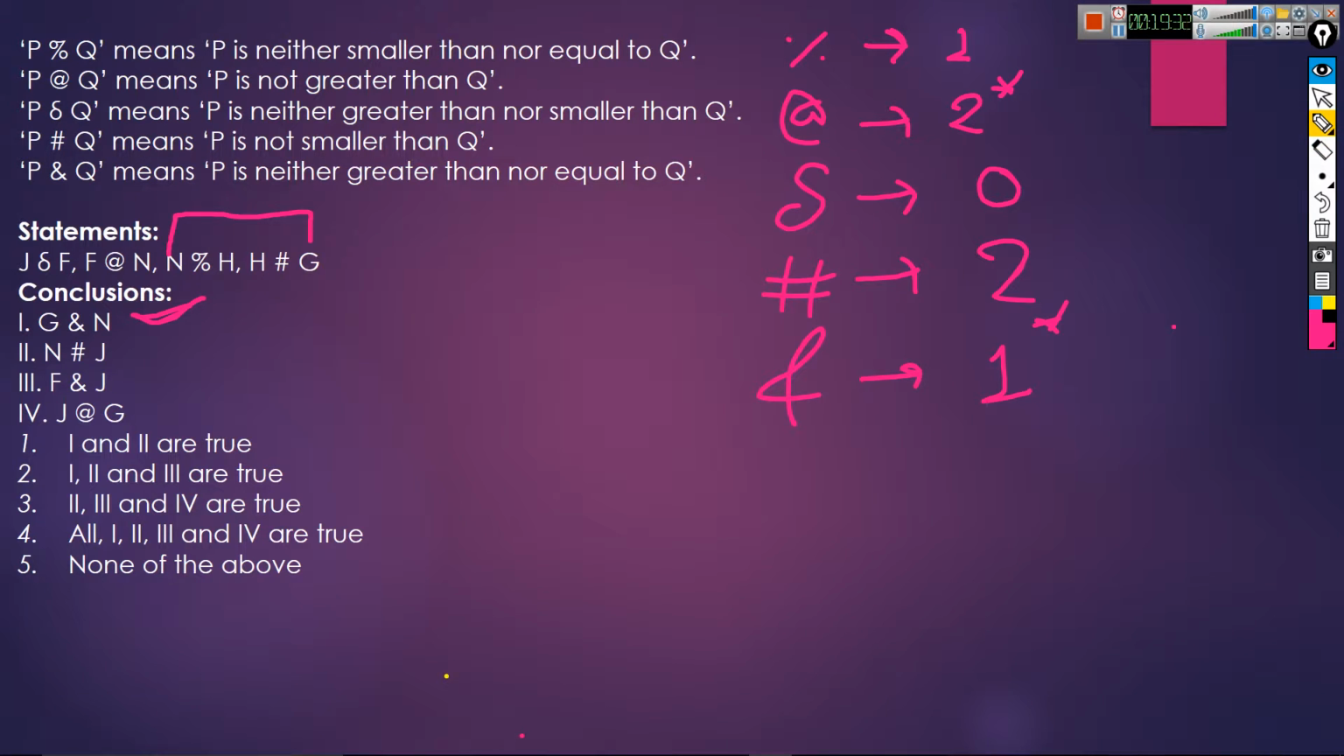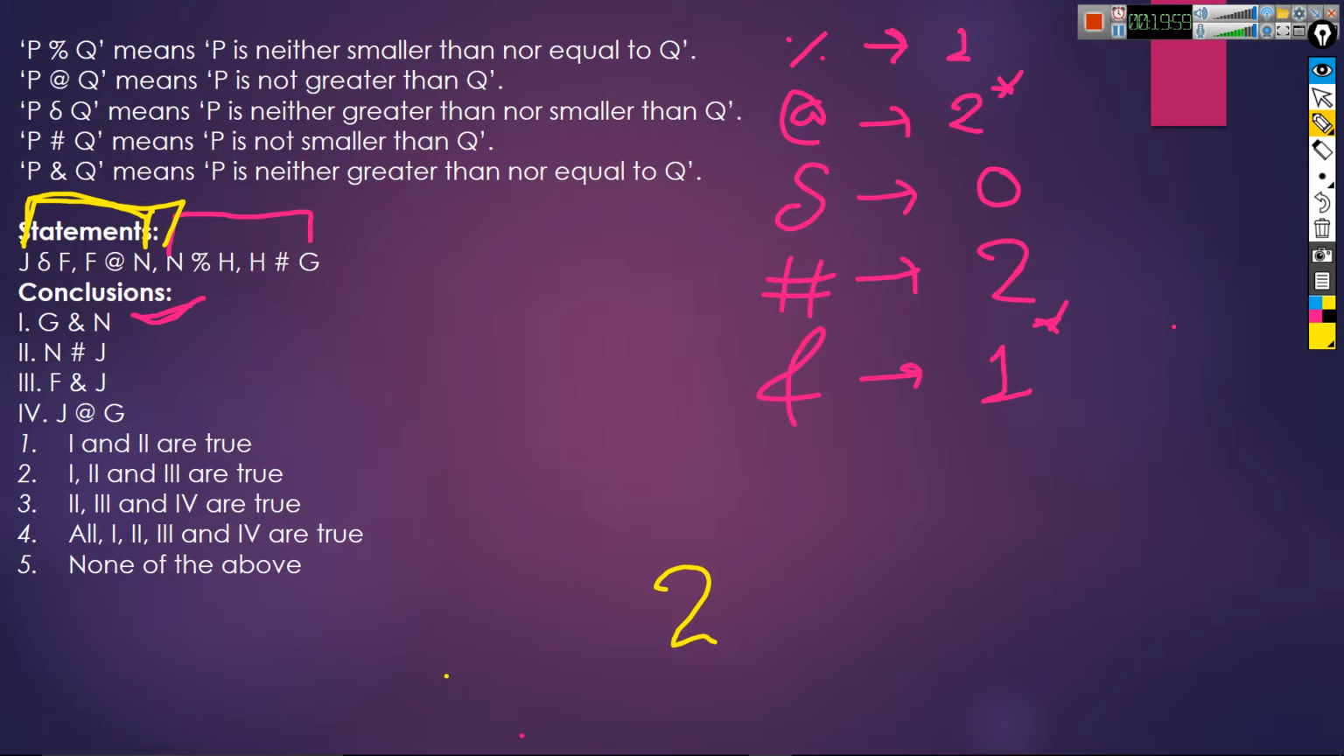Next is N has J. We have to go from N to J. Again we are going in reverse direction. N to J here. So N at the rate F. At the rate means 2 asterisk, and opposite of 2 asterisk is 2. And F delta J.